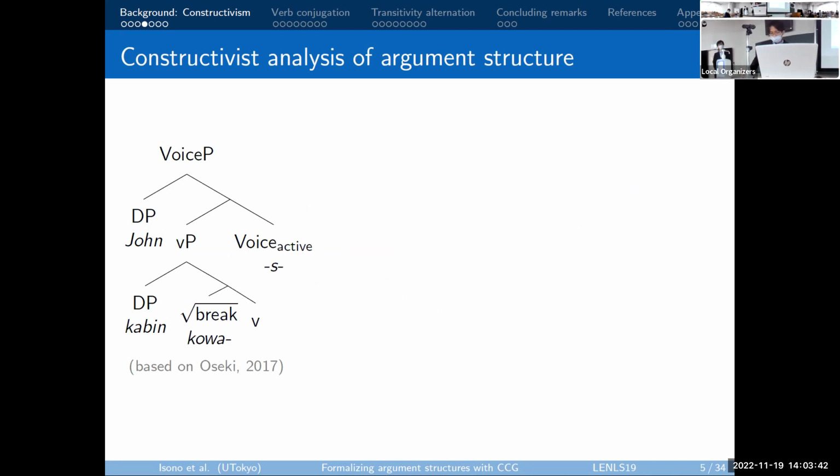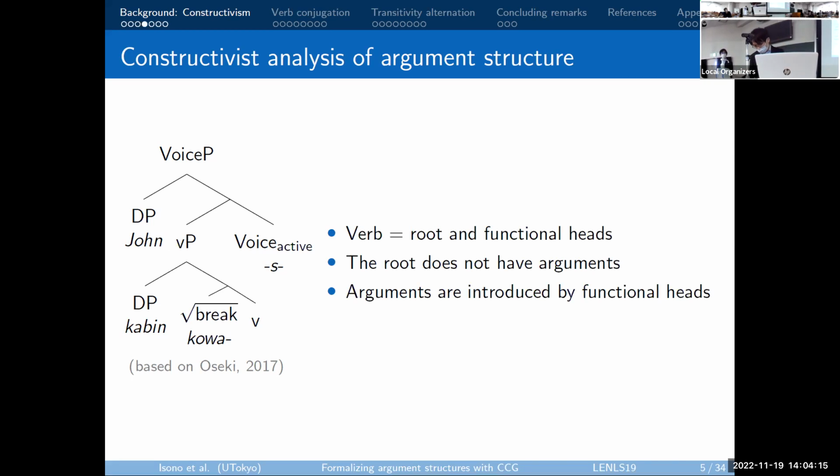This is how a typical constructivist analysis looks. The verb kowasu is decomposed into a root and functional heads. And the root itself does not have any lexical argument structure. Instead, arguments are introduced by these functional heads. For example, the little v head introduces the internal argument, while the active voice head introduces the external argument shown here. And these functional heads also assign the thematic roles, agent and patient, to these arguments.